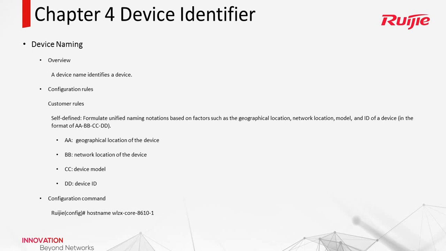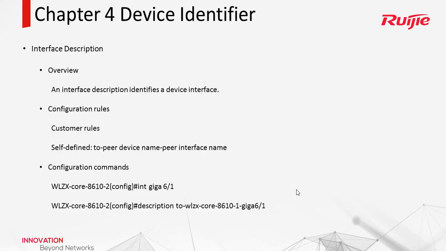For the device naming, we have some configuration for you. You can follow these rules. For example, you can configure the geographical location first, and then the network location, then the device model, and at last the device ID. Interface description. We can go to the interface mode and then configure the description. Then it will help other engineers to know what the interface connects to.